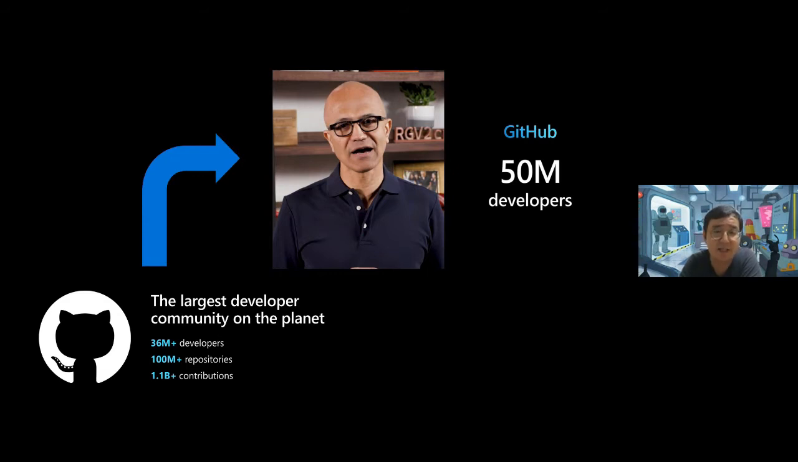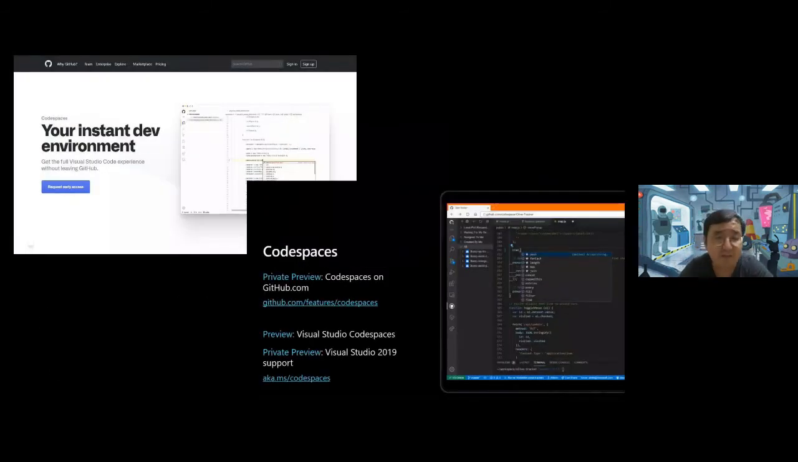Last year, Satya mentioned that there were about 36 million developers, but now Satya says that on GitHub there are 50 million developers. So more developers are still coming to GitHub, which is very great. And Satya also emphasized developer productivity, even for remote developers. This is one of the interesting things.